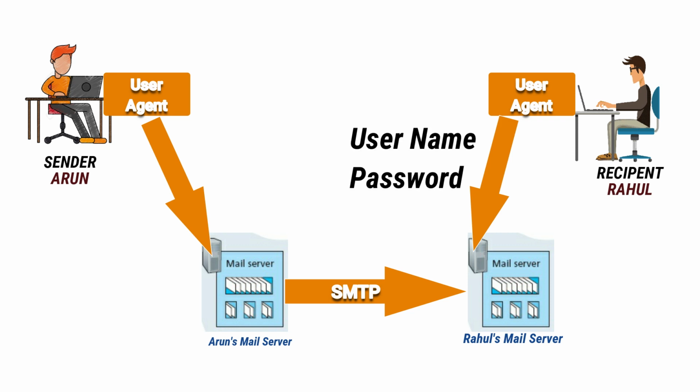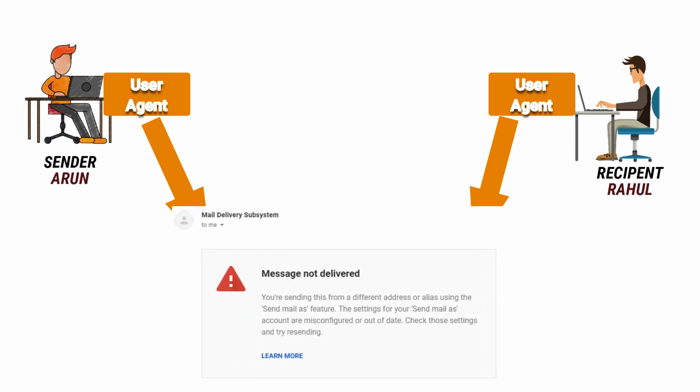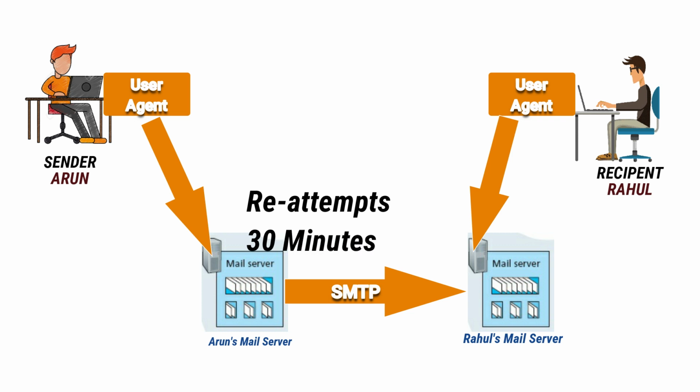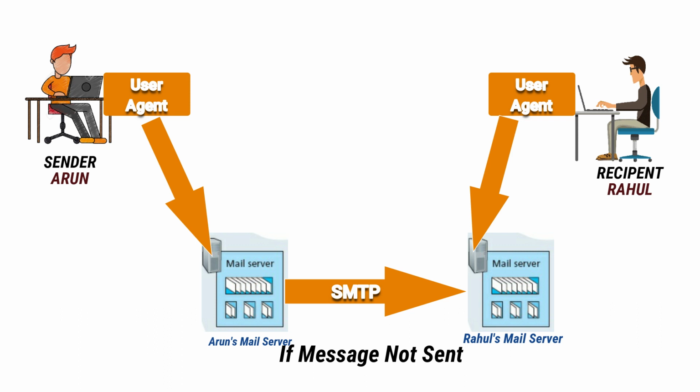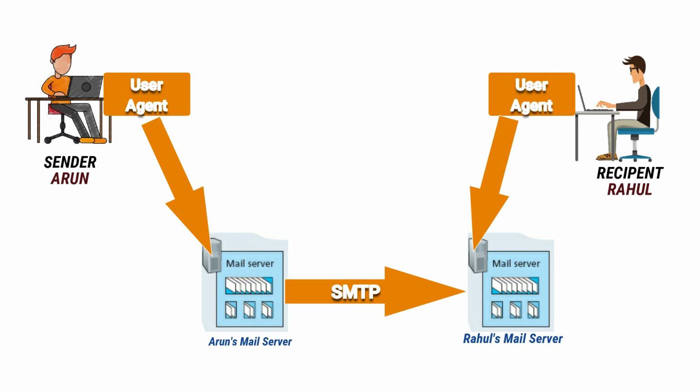If Arun's server cannot deliver mail to Rahul's server, Arun's server holds the message in a message queue and attempts to transfer the message later. Reattempts are often done every 30 minutes. If there is no success after several days, the server removes the message and notifies the sender, that is Arun, with an email message that the message was not sent to Rahul.